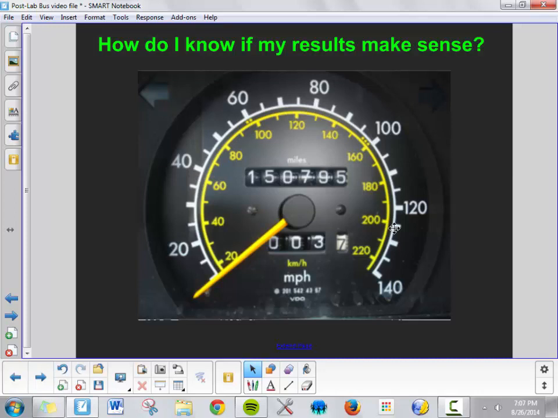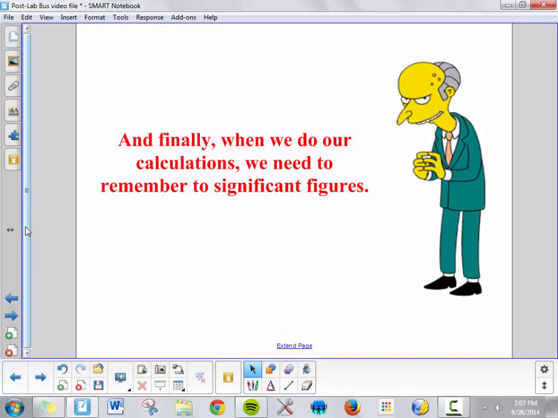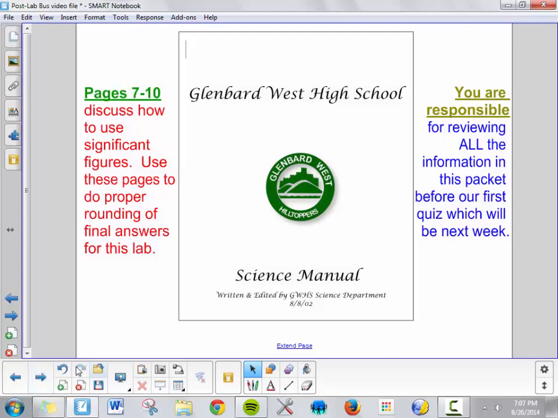Take a look at this speedometer here and look at the values listed on the inner circle. These might help give you an idea if your answer actually made sense. You do need to make sure you apply significant figures to all your calculations. If you're not sure about significant figures, please take a look at pages 7 through 10 in your Glenbard West Science Manual. This information will also show up in a quiz next week. Please review this information.